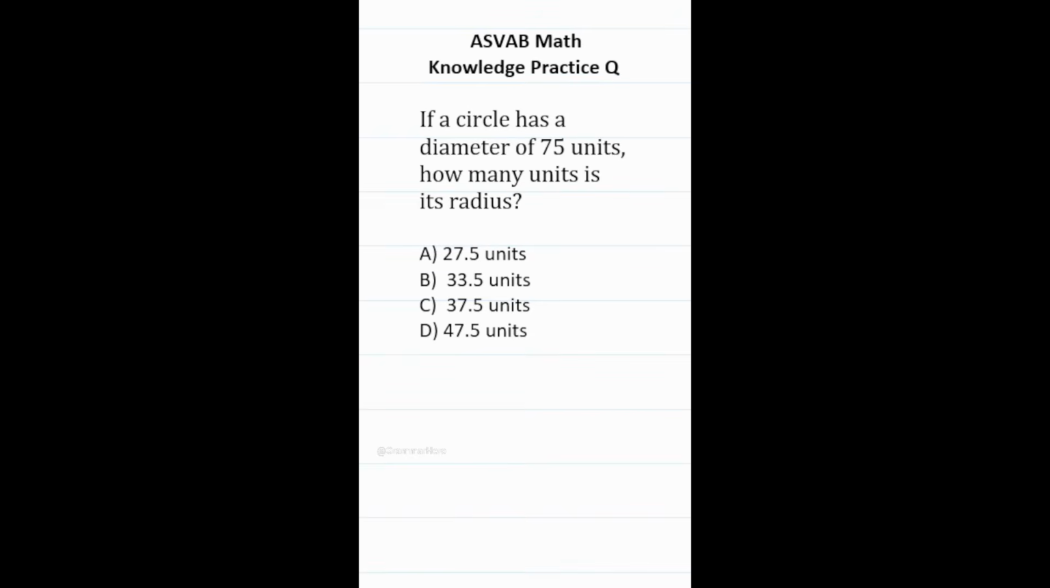This ASVAB math knowledge practice test question says this: if a circle has a diameter of 75 units, how many units is its radius? You have to know that in all circles, the diameter is always going to be twice as long as the radius. That is, diameter equals 2r. This problem tells you that d equals 75, and you're going to be solving for r.